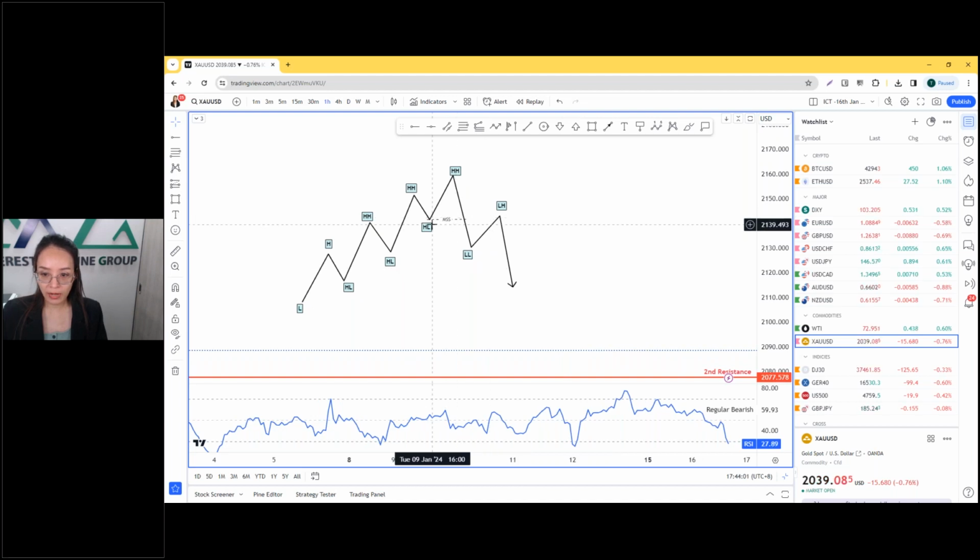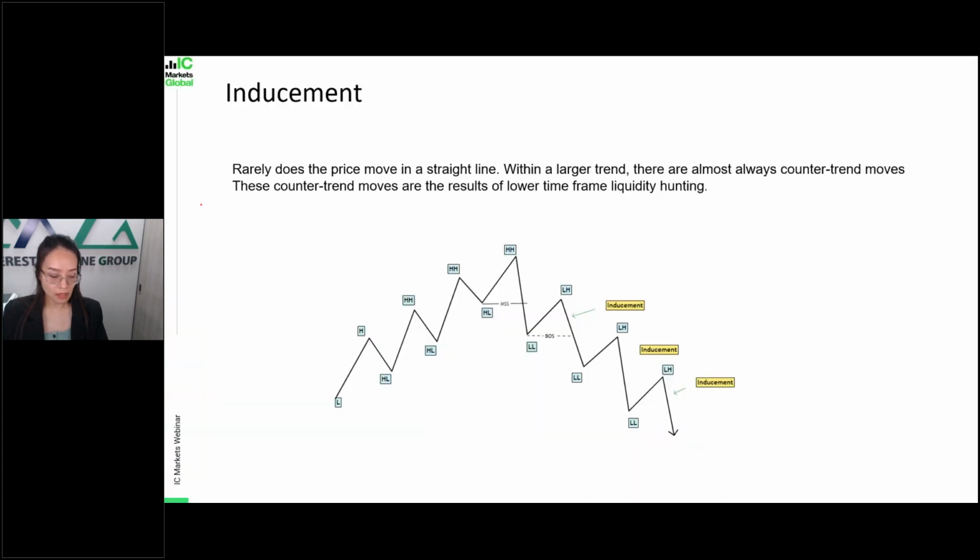So once price breaks the market structure shift here, they create a lower low, lower high, and then they create another lower low, lower high, like here. This is between, and I will show you guys in the chart later. It's called, I forgot what it's called, inducement, right?